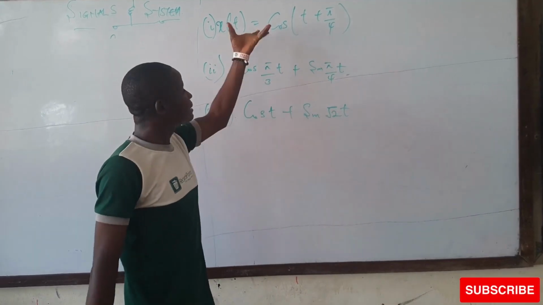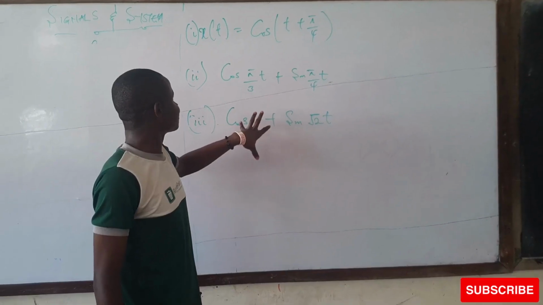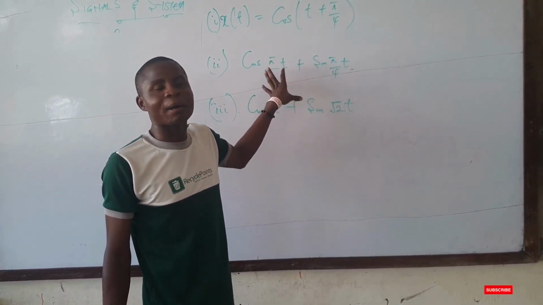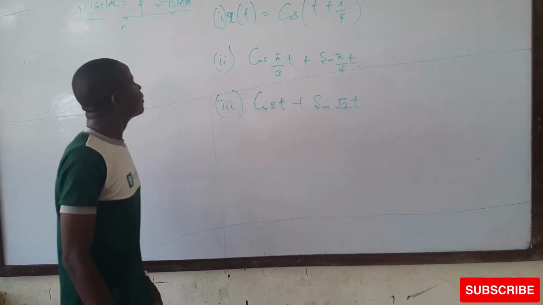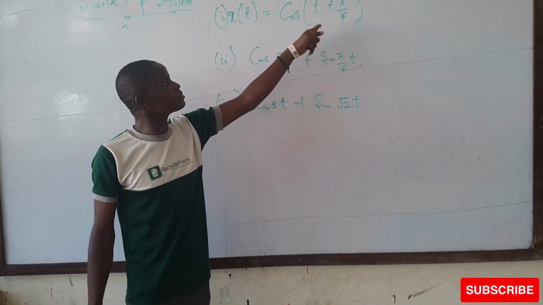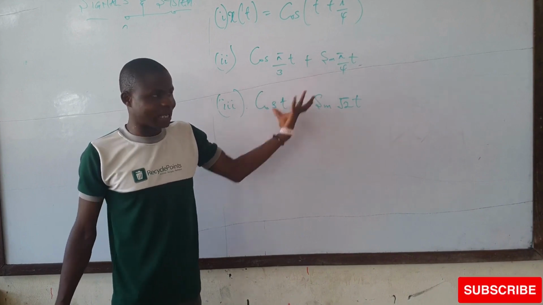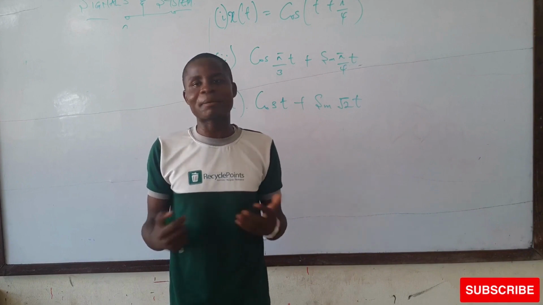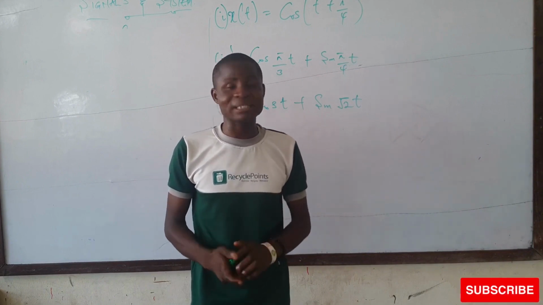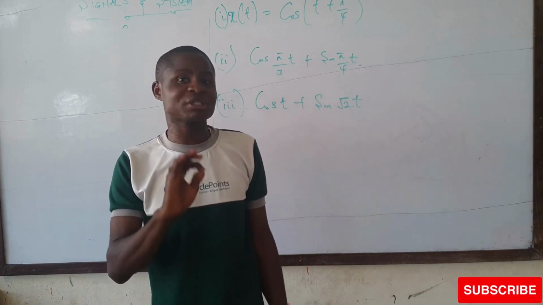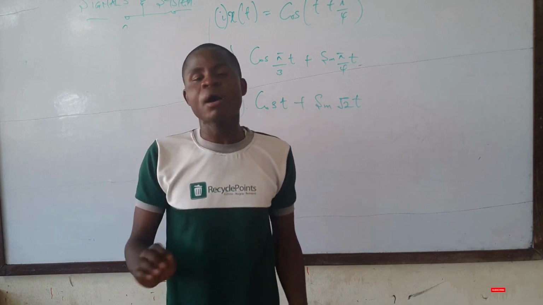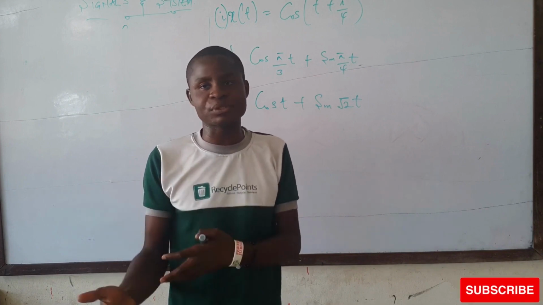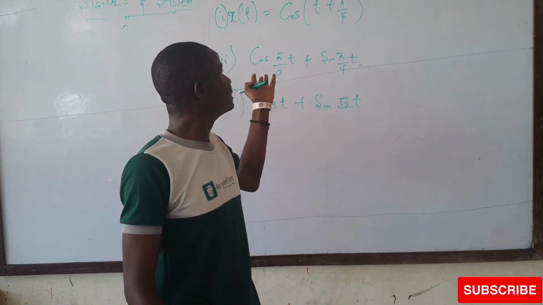Okay, now here I'm going to give 3 examples for you to classify as periodic or aperiodic signals. Right here I have x of t is equal to cos of (t plus pi over 4). How are we going to classify whether it is periodic or aperiodic? First, you should know something: a periodic signal must have a rational number for its period, while an aperiodic signal will have an irrational number when you get its period. Now let's try this out.